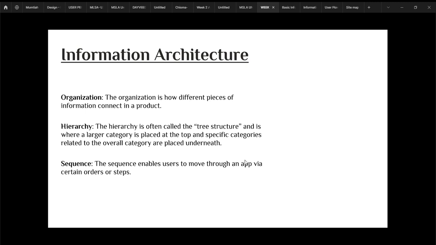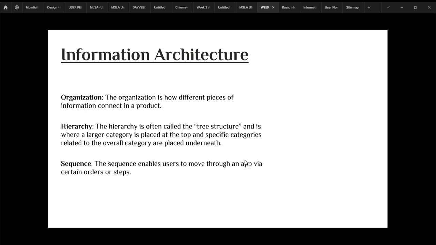So I talked about the organization, the hierarchy, and then the sequence. Organization in the sense of the steps that the user is going to take to complete a task on your app. So it has to be well organized in your information architecture. So I talked about that.